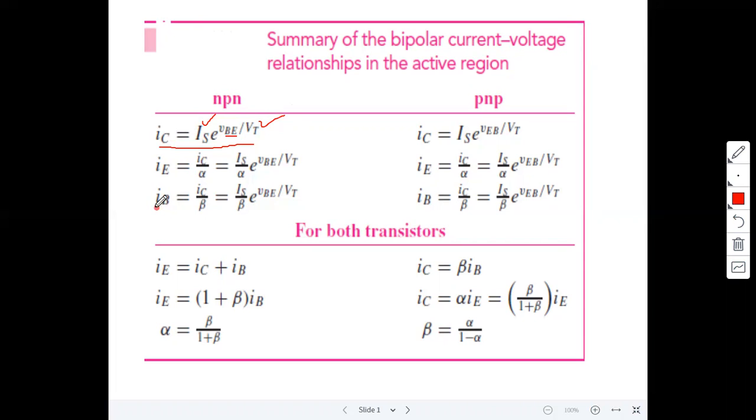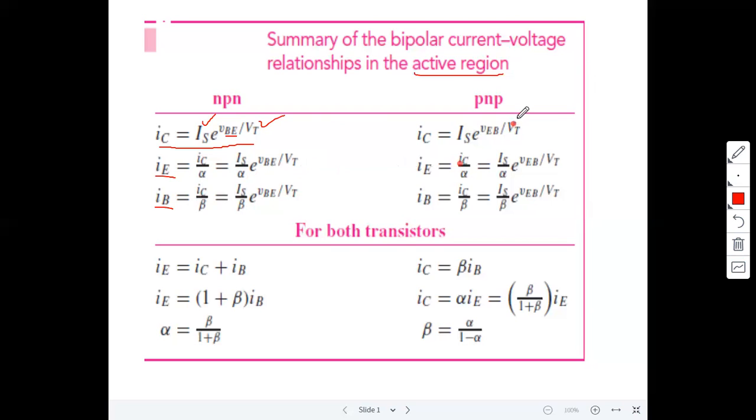Similarly, base current IB, already you know the relation in the active region. All these equations are in the active region. IB is equal to IC by beta, or IC is equal to IB into beta, that is equal to IS by beta into e power VBE by VT. Then emitter current IE is equal to IC plus IB, that is equal to (1 by alpha) IC, which is equal to IS by alpha into e power VBE by VT.